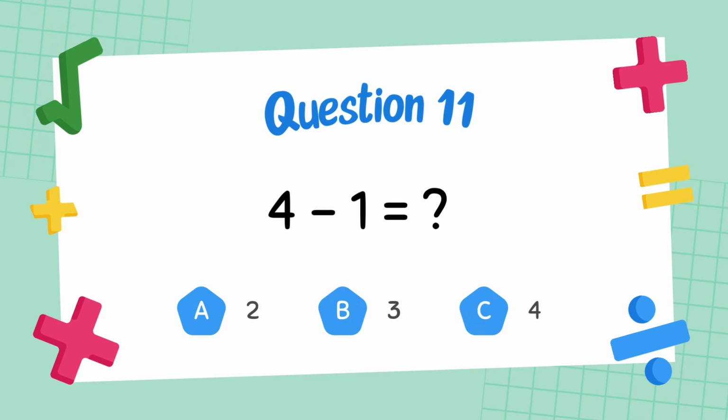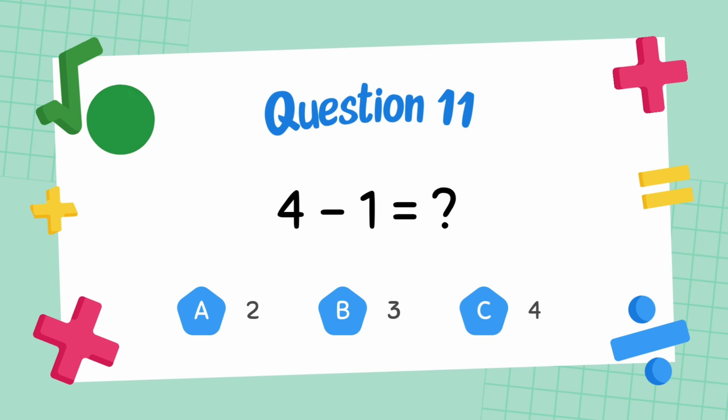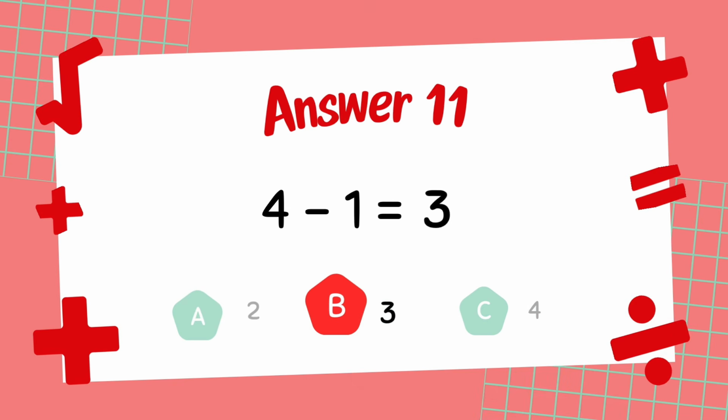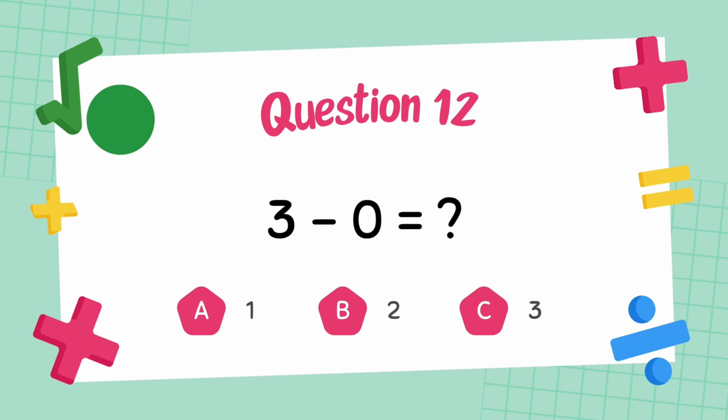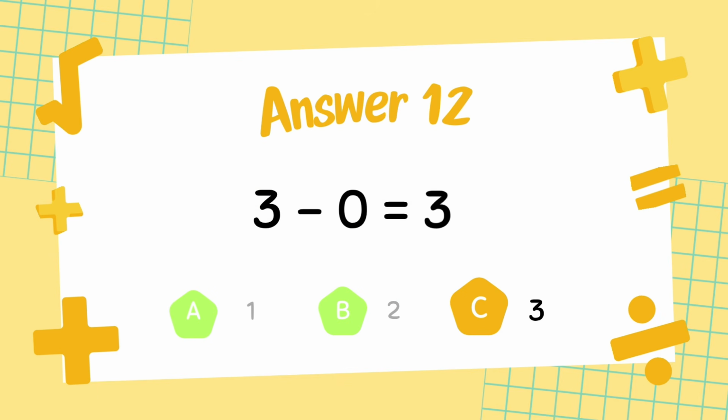What is 4 minus 1? The answer is 3. What is 3 minus 0? The answer is 3.